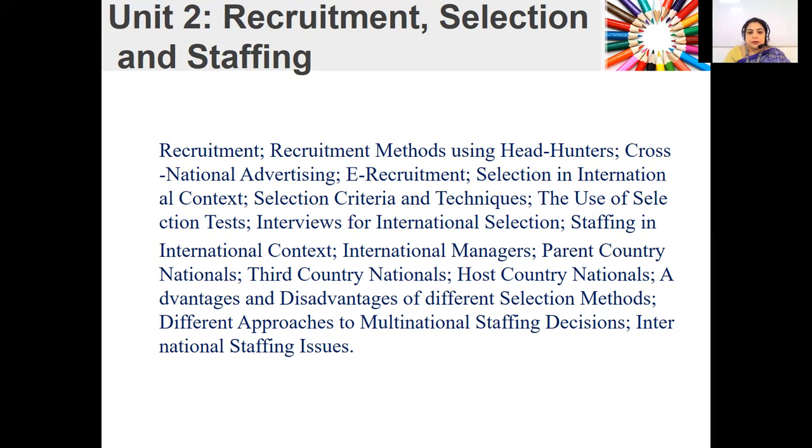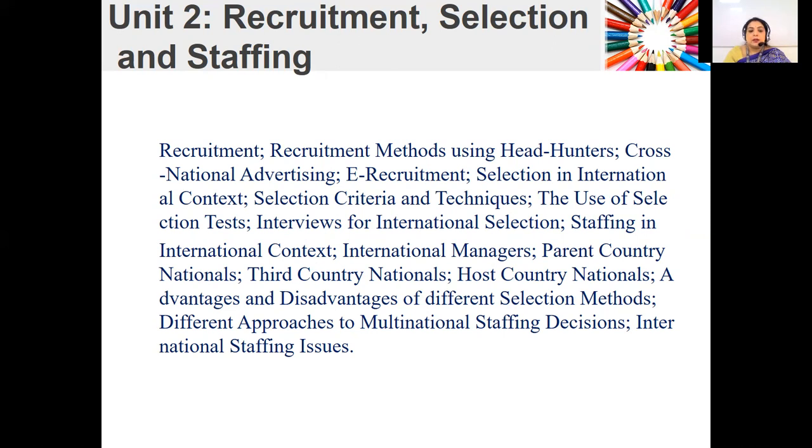In this particular unit, we are also going to learn about the use of different selection tests, different kinds of interviews for the international selection, as well as staffing in the international context. Here, we are also going to learn about international managers, and about PCN, TCN, and HCN, which is basically parent country nationals, third country nationals, and host country nationals.